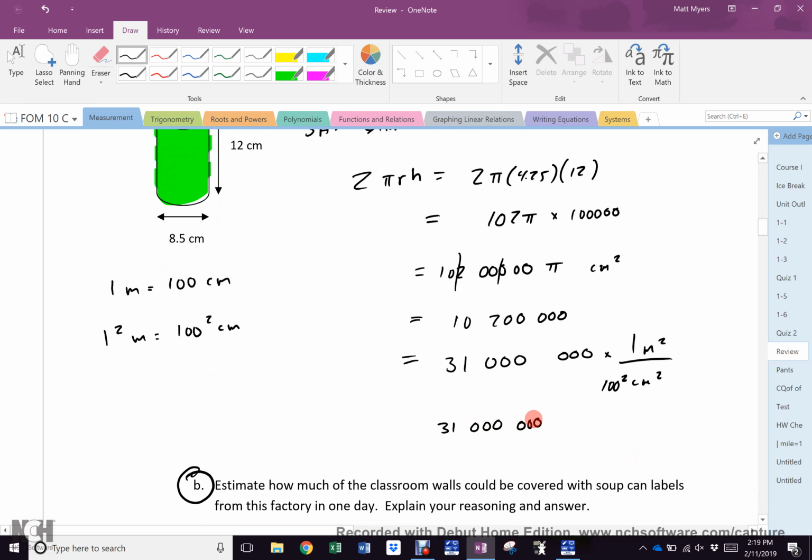If you don't know, go to your calculator. But you should be able to do 100 times 100 because you know how to do 10 times 10. So what is it? 10,000. So I'm dividing by 10,000 here. Now, how many zeros do you see? How many zeros come off the top now? 4. And I'm left with 3,100 meters squared.